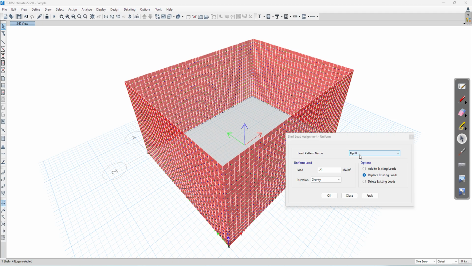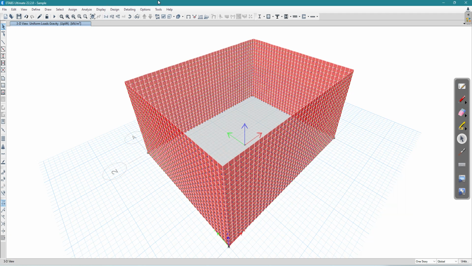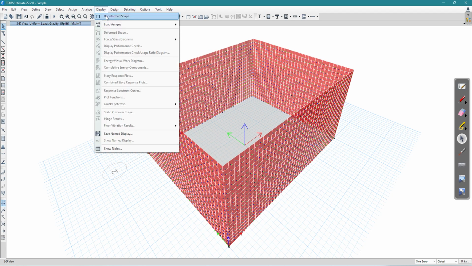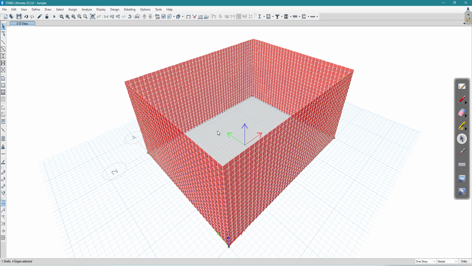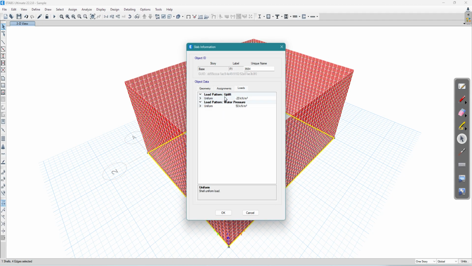So load pattern name uplift, load -20, direction gravity. You click on apply. Okay. You go to display, undeformed shape. You just click your shell. You have uplift on this base slab.